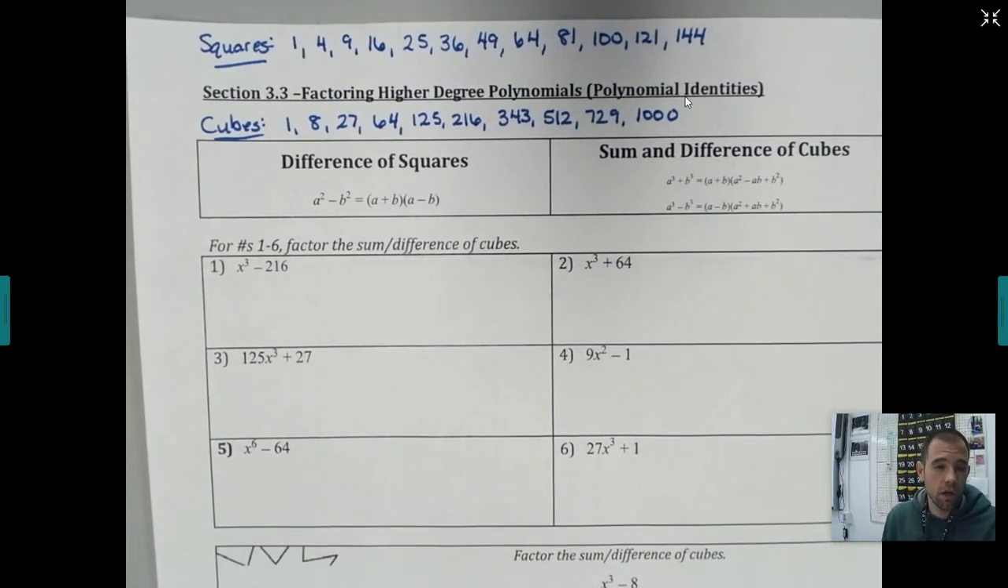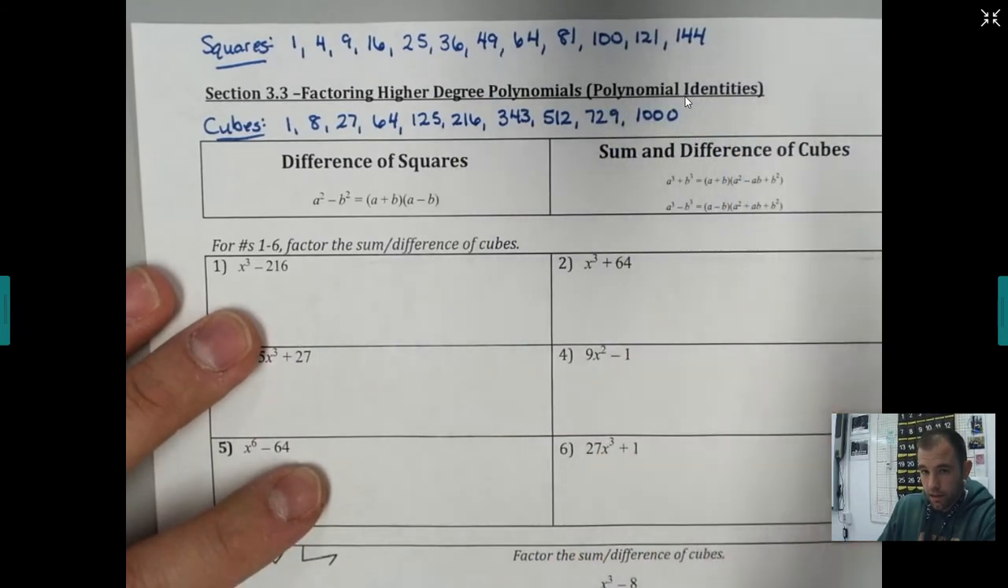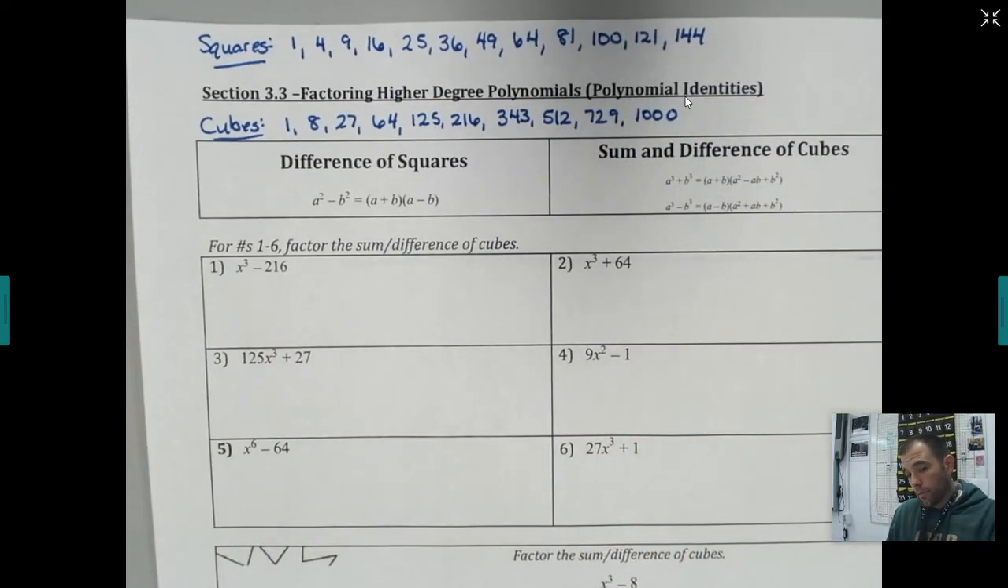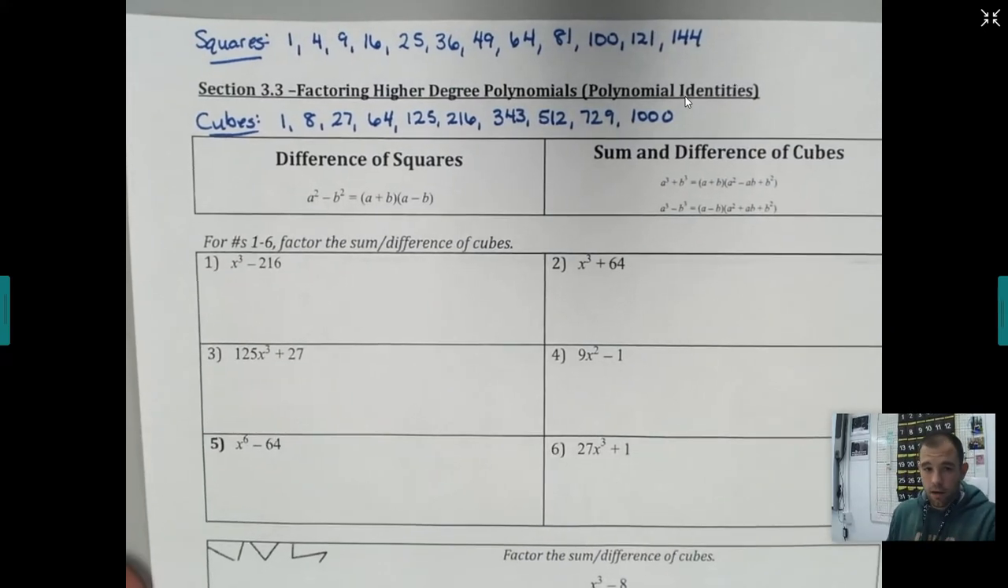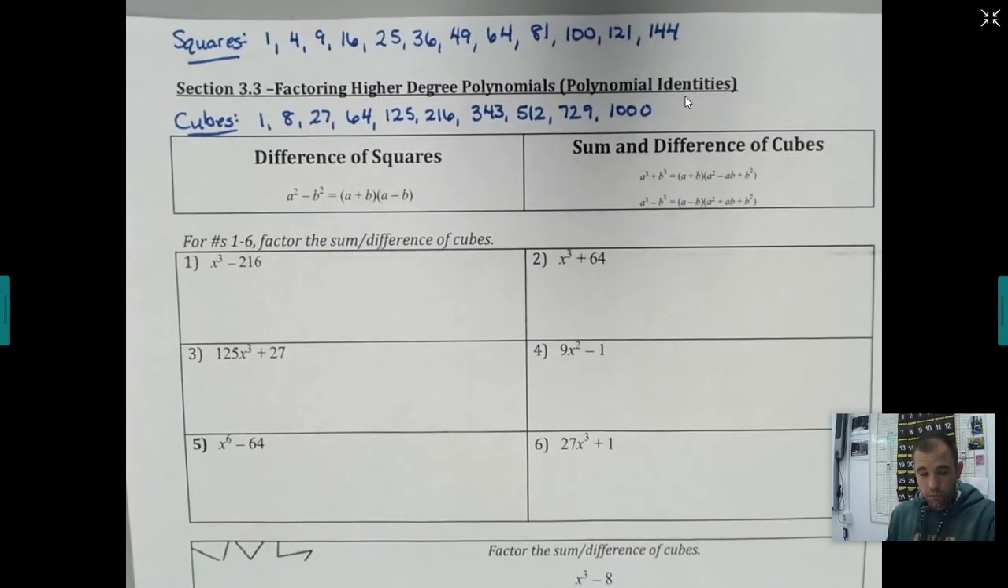Today we are going to talk about section 3.3, which is called polynomial identities. You see it right here. This does not come from our book. I don't really like our book notes, so we're going to do some that are a little bit separate. This is going to be relatively quick, only a few problems, and once you learn the formulas, this is actually pretty easy to do.